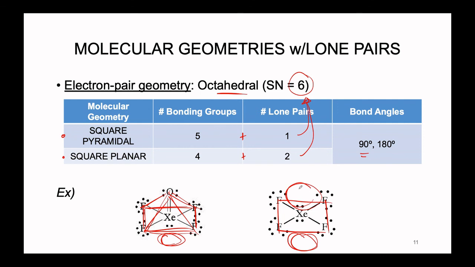Because we have an equal push from the lone pair on top to the lone pair down below, we actually see that this square shape, again, remains in the same plane. Everything is perfectly 90 degrees or 180 degrees apart.